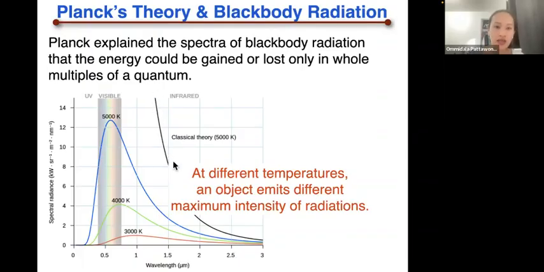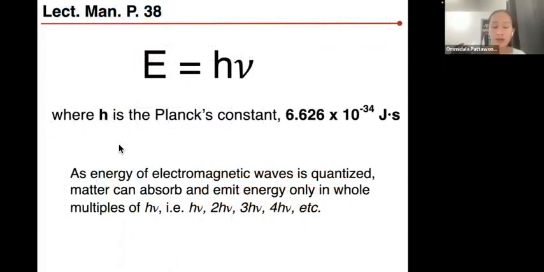Okay, so with his explanation, he stated that at different temperatures, an object will emit a different maximum intensity of radiation. According to Planck's idea, light comes in packets of energy, or what we call quanta. In this case, we are able to relate the energy of light to the frequency of light, so we are going to look at light in terms of a standing wave, not the continuous wave. Okay, so what we are looking at here is the relationship that tells you about the energy of light and the frequency of light.